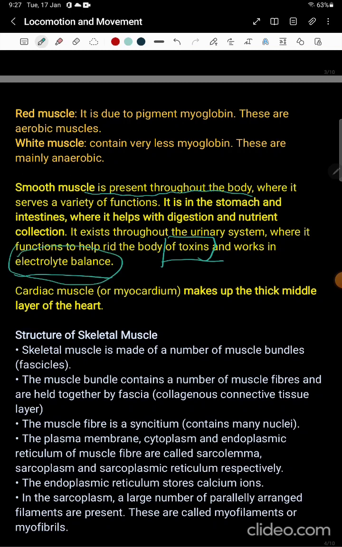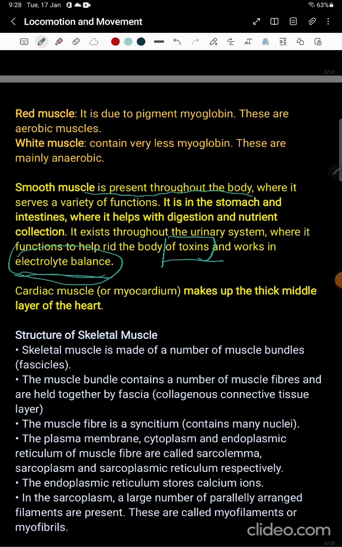Smooth muscle is otherwise called unstriated muscle or involuntary muscle. It is present throughout our body and serves a variety of functions. It is in the stomach and the intestine, helping in digestion and nutrient collection, that is, the assimilation process. It exists throughout the urinary system, where it helps rid the body of toxins and works in electrolytic balance.